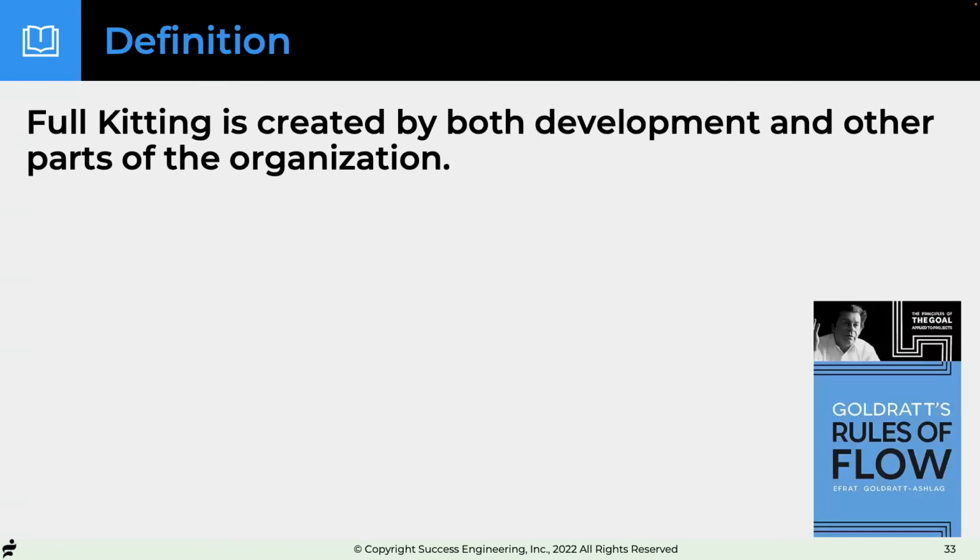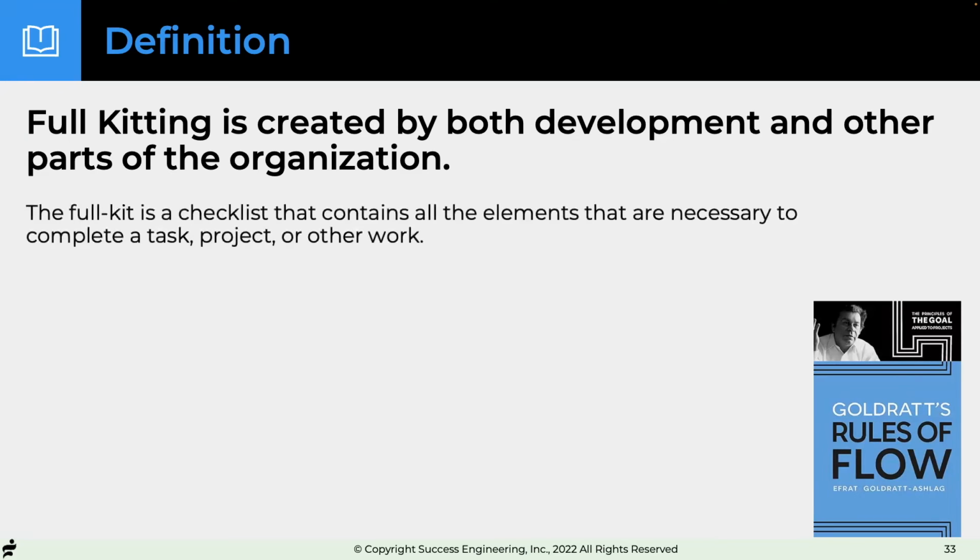Okay, so I mentioned full kitting. So let me give a definition for this. This is summarized in Goldratt's Rules of Flow by his daughter, Efrat Goldratt Eshlag. It doesn't come from this book, but it's a good summary. This is a good book. It's a quick read, you can read it in a few hours. It gives you a nice overview, not of TOC, but of using it in product development. It's created by both development and other parts.